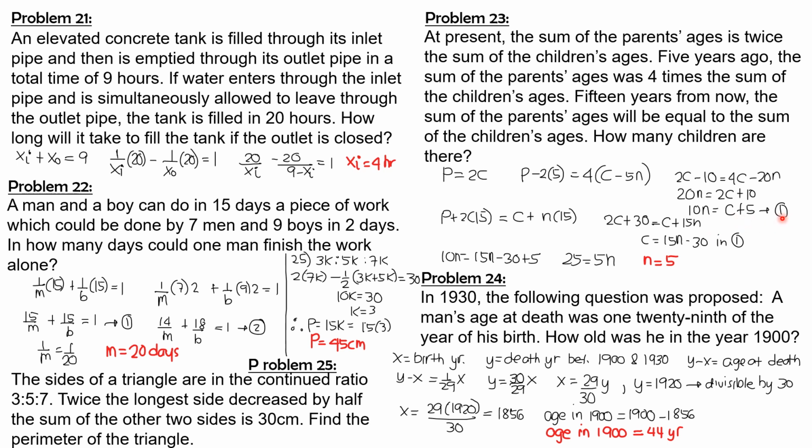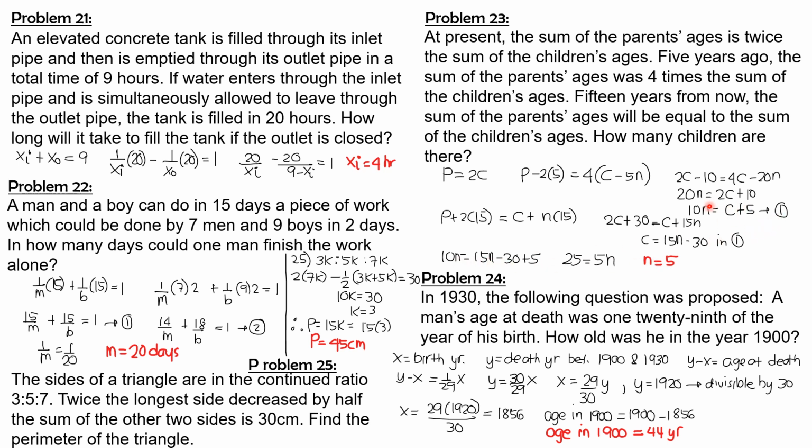Call that equation 1. Then 15 years from now, the sum of the parents' ages will be equal to the sum of the children's ages. So present ages plus 2 times 15 equals the children's sum of present ages plus 15 times the number of children. So replace P by 2C, and plus 30 equals C plus 15n. So 2C minus C is C, 15n minus 30. Substitute in equation 1.